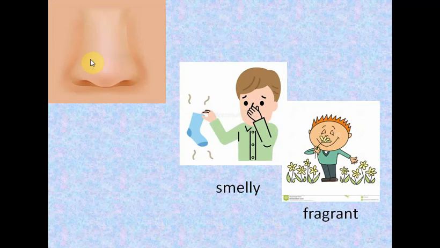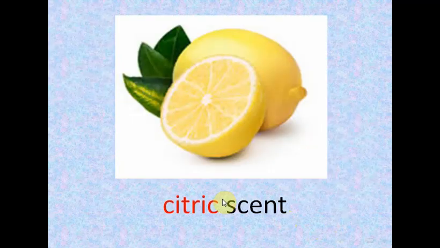We can also use our nose to describe how something smells like. Like this sock. How can I describe it? Very good. It is smelly. The flower, how can I describe it? Excellent. Fragrant. These two adjectives, they don't describe how the sock looks like or how the flowers look like. They describe how they smell like. So, these are also adjectives.